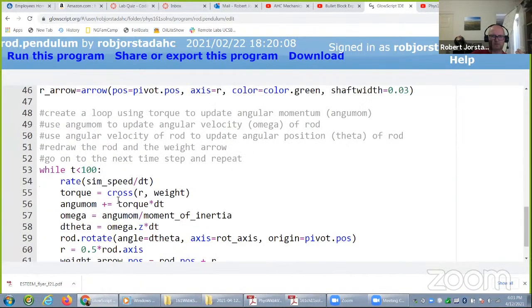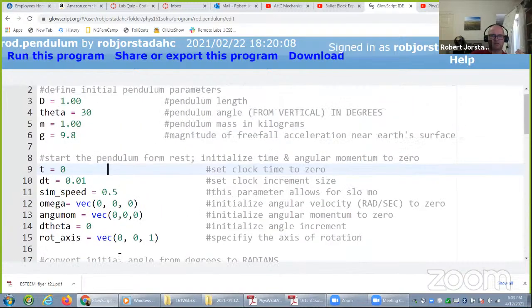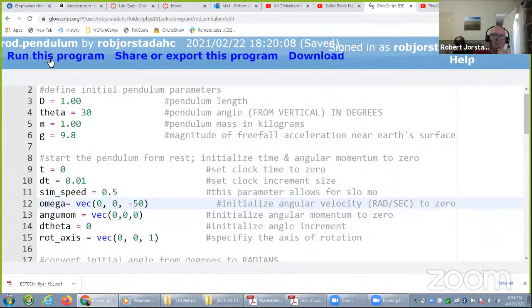Where did I do? Okay, omega. I'm looking for omega. Well, let's just try this where we give it a, let me think. Let's see if this works.